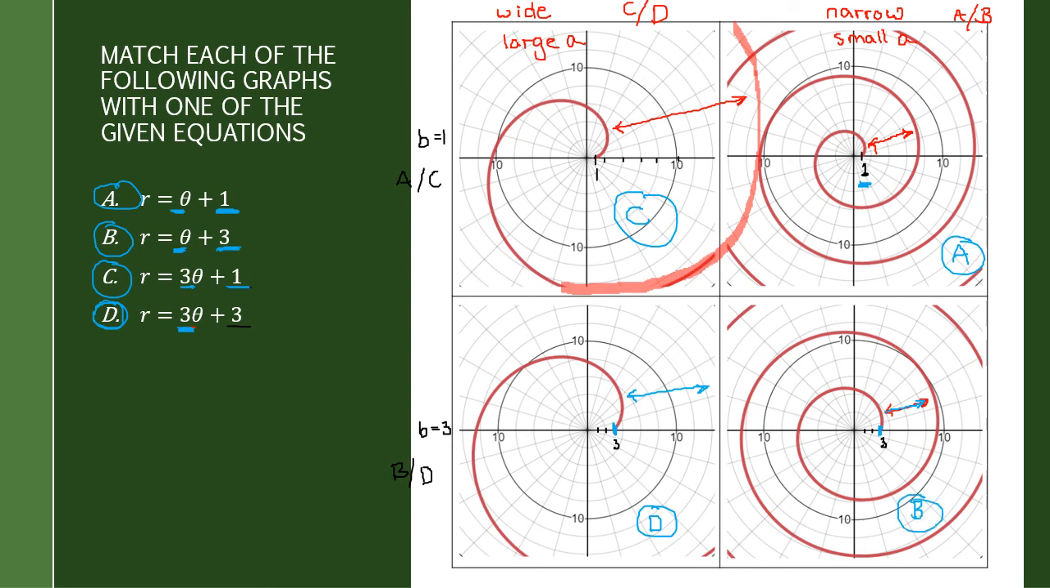So that is how you would go through the thought process of matching spiral graphs with their equations. You can tell what the b value or the final constant is by looking at the starting point on the graph. It's a little bit like looking for the y-intercept on a linear function graph. You can't tell the exact value of the leading coefficient by looking at the graph, but you can match whether it is big or small compared to a different equation. So the wider the spiral, the looser the spiral, the bigger the leading coefficient. The narrower, the tighter the spiral, the smaller the leading coefficient.